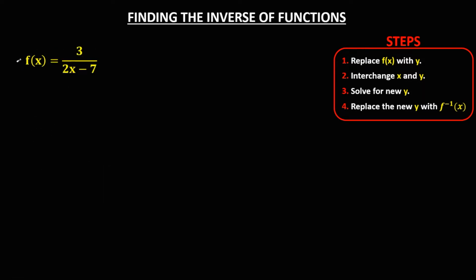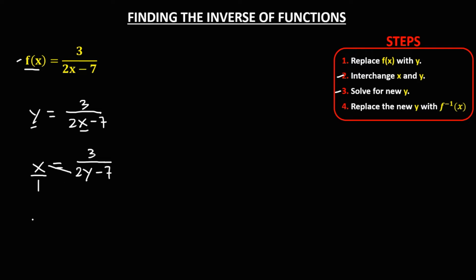Then for this given function, again, replace f of x with y equals 3 over 2x minus 7. Then interchange x and y, so y becomes x equals 3 over 2y minus 7. Then to solve for y, we are going to use cross multiplication. So we need to put a denominator of 1, then multiply. That becomes x times 2y minus 7 equals 1 times 3, that's 3.